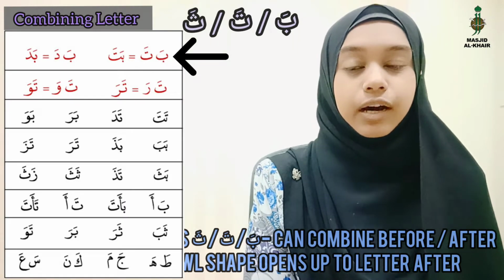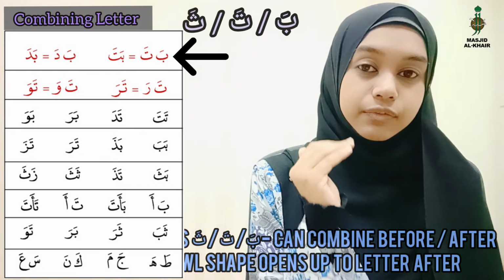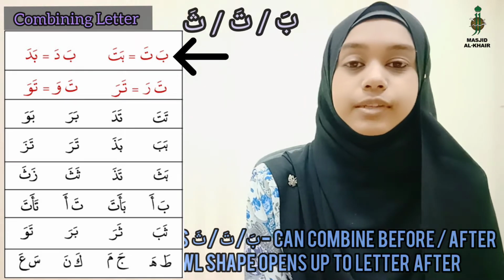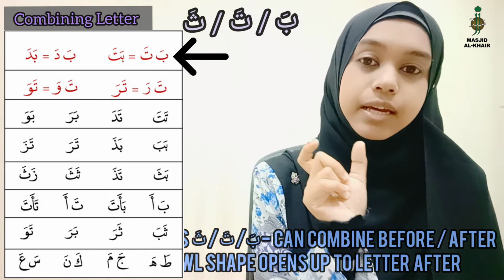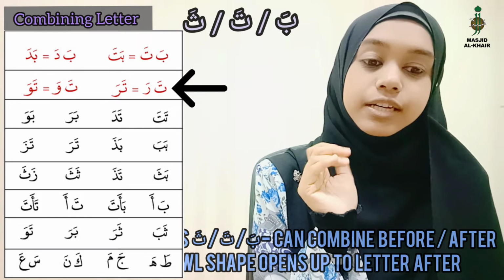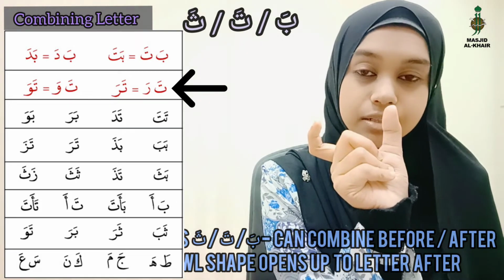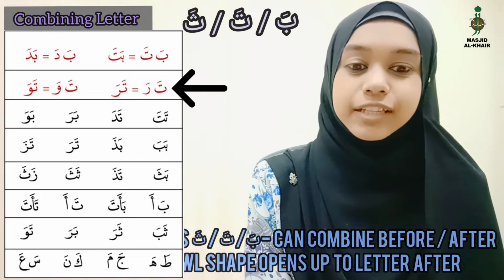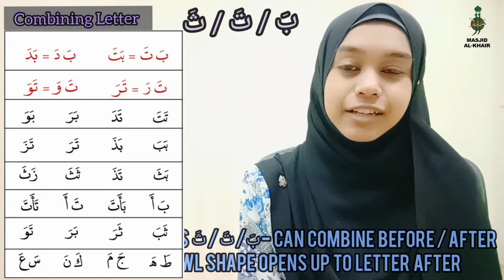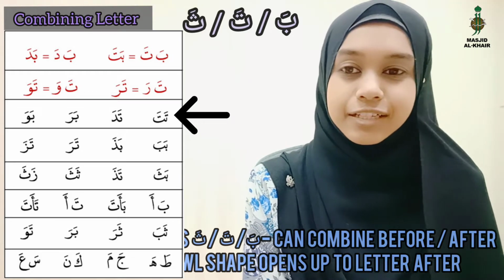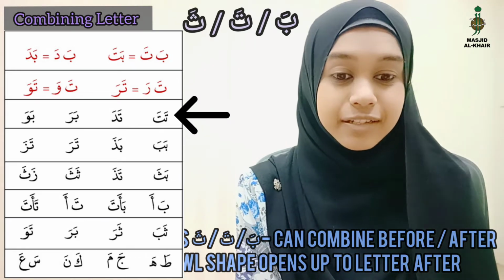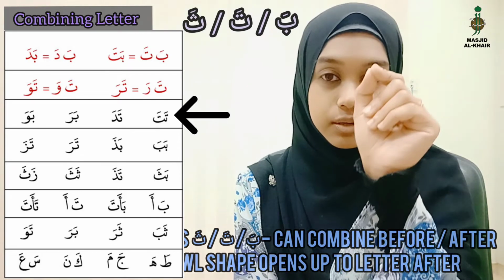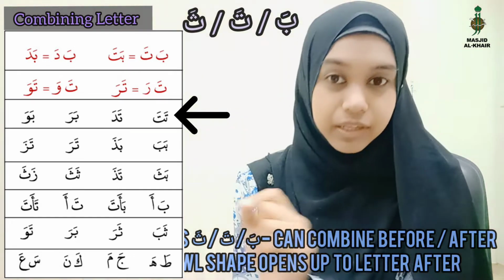Let's look at page number 1. I will read line by line. You listen carefully and repeat after me in your heart. Starting from the top: ba ta, ba da, ta ra. You see, this is ta. When you want to combine with your ra, the ta opens up and combines with the ra. Ta wa, the third line: ta ta, ta da, ba ra, ba wa. With the letter wa, from that ba you make that curve.